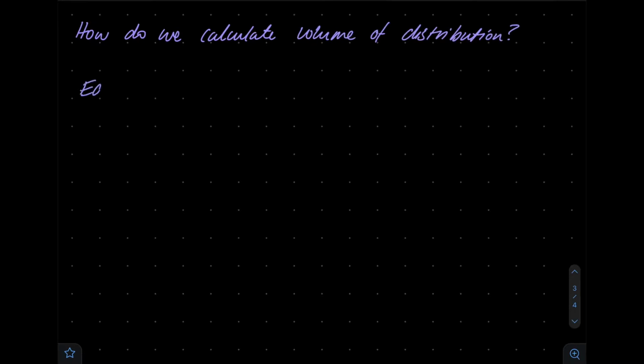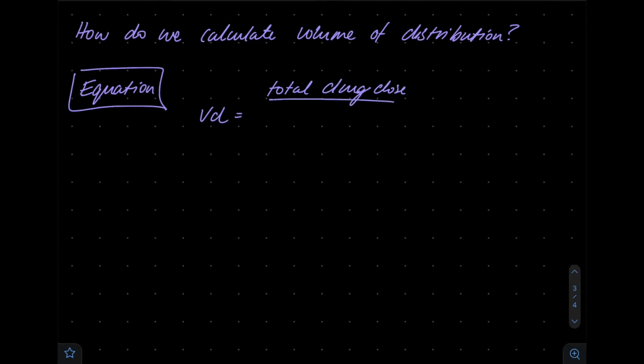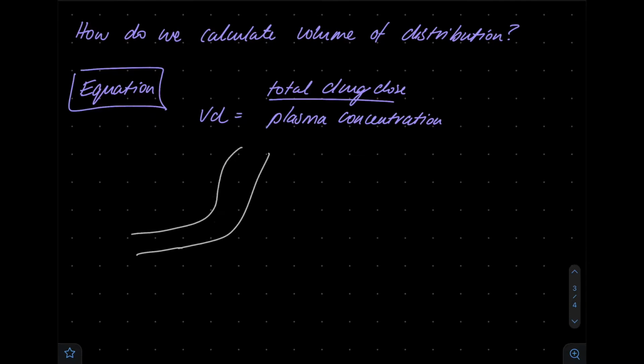So moving on, how do we calculate the volume of distribution? Try for yourself. Write down the equation if you know it before watching ahead. The equation is volume of distribution equals the total drug dose divided by the plasma concentration. So we have an arm on the left where a blue drug is being administered. This is the total drug dose.